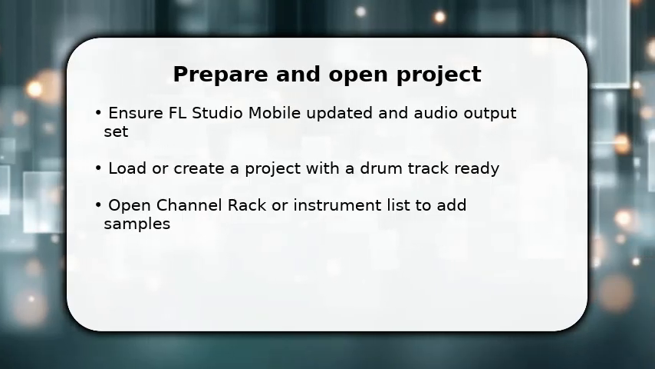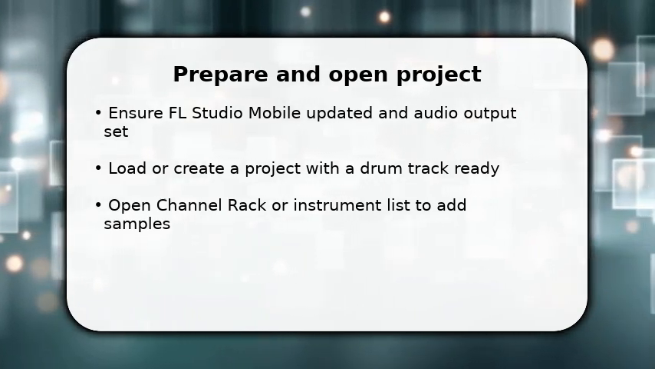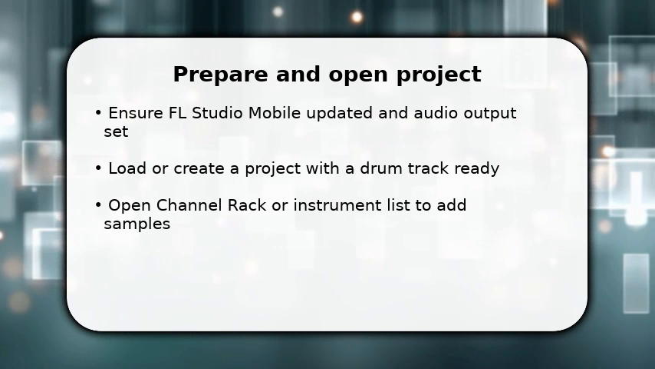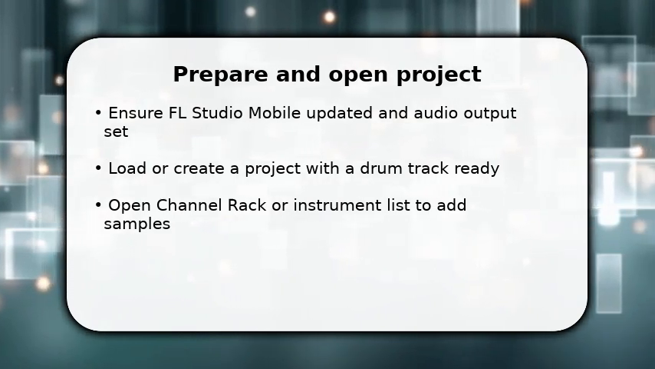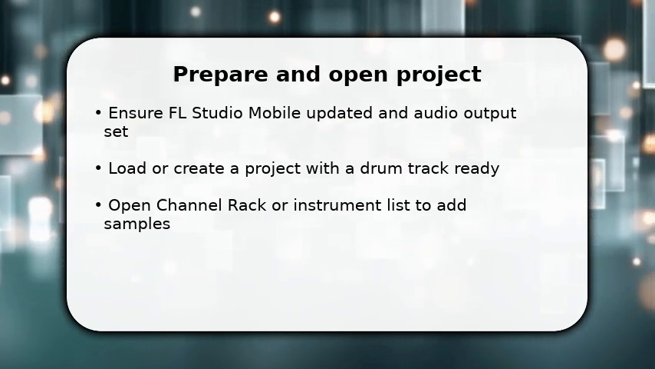You start by making sure FL Studio Mobile is updated and your audio output selected. This prevents missing instruments. Next, open an existing project or create a fresh one and confirm a drum track exists so you have routing ready.